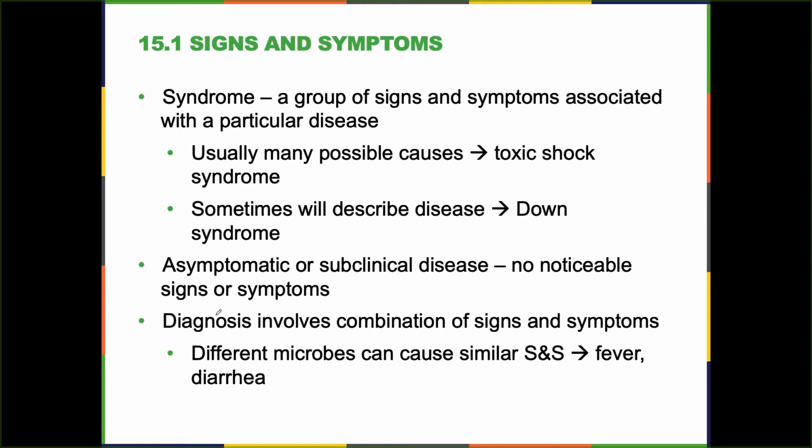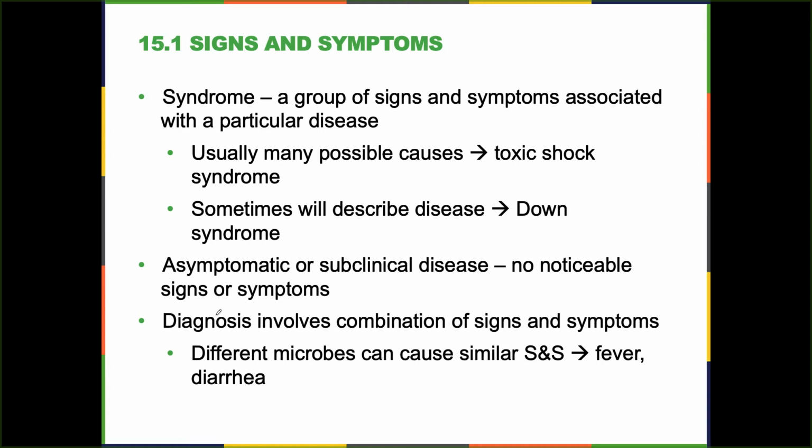Sometimes the syndrome itself will just describe the disease, typically not microbial diseases, right? But something like Down syndrome, for example, is called Down syndrome because of these characteristic signs and symptoms that are combined, right, that lead to a certain disease. All those signs and symptoms really only point to this one disease, right? So again, sometimes the terminology between syndrome, signs and symptoms, and disease can be kind of gray, depending on the origin of where it started.